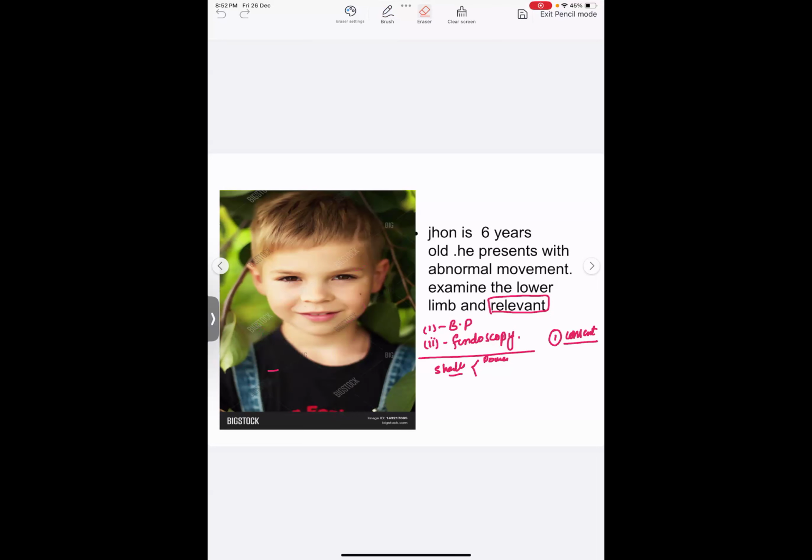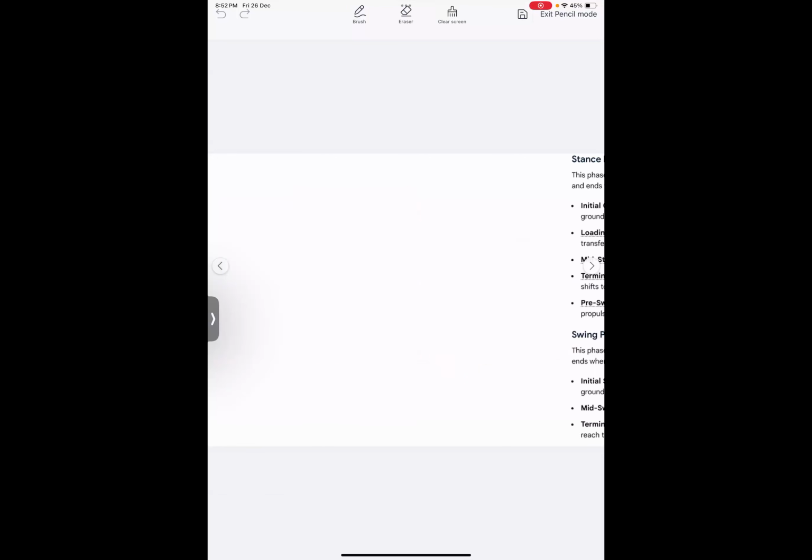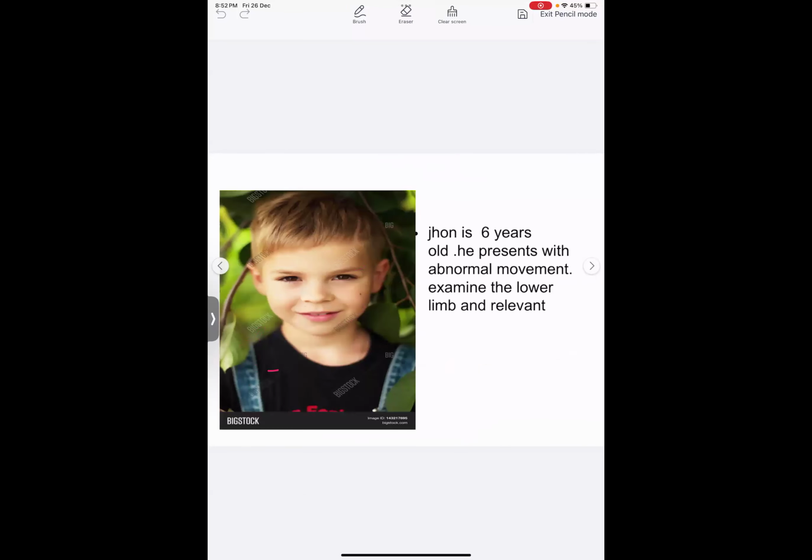My command was to do the lower limb examination. So first of all, I will take the consent from the parents, from the mother, and from John if he's interacting. Then I will shake both my hands with John. Then I will look for facial nerve palsy in John, if that is present or not. Then my command is examine the lower limb.